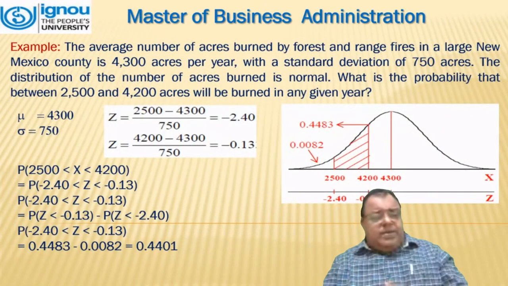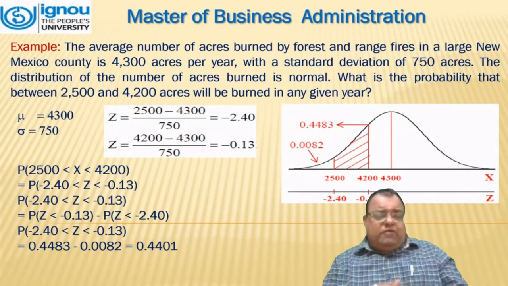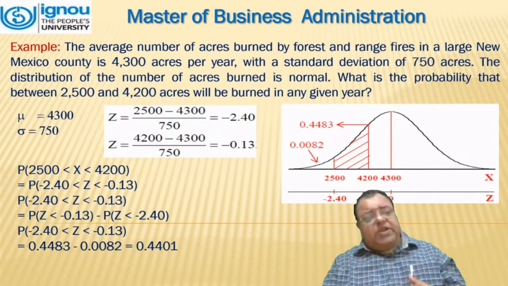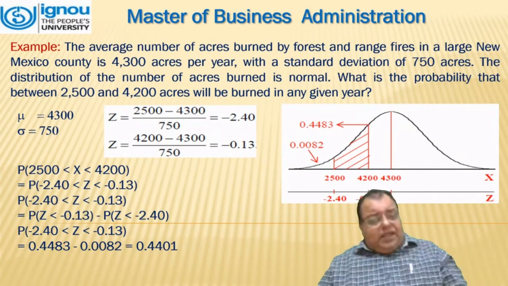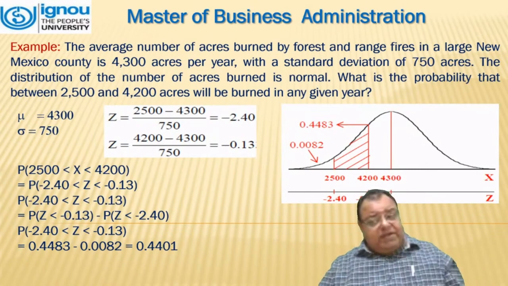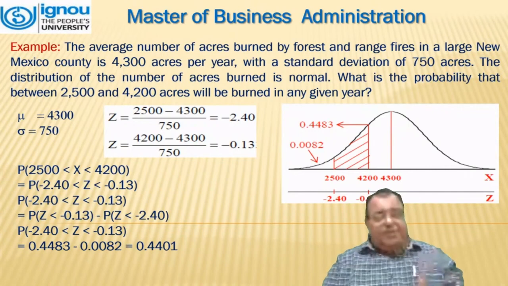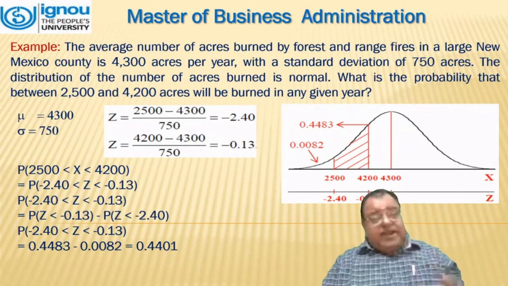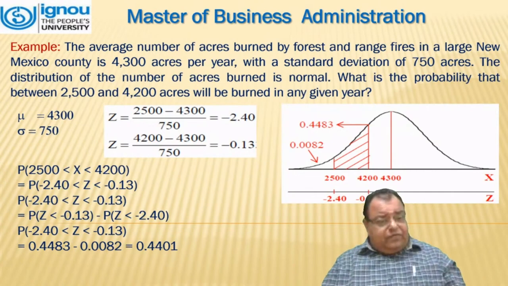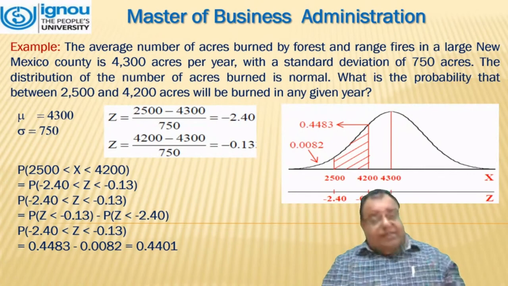We'll take another example. The average number of acres burned by forest and range fires in a large New Mexico county is 4,300 acres per year, with a standard deviation of 750 acres. The distribution of number of acres burned is normal. What is the probability that between 2,500 and 4,200 acres will be burned in any given year?